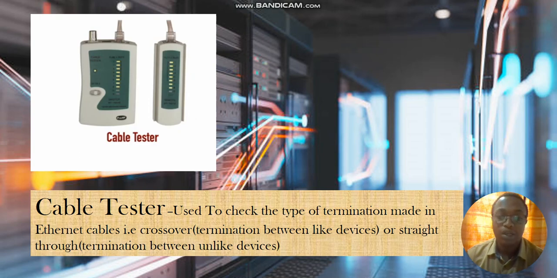A straight through termination is made between unlike devices, while a crossover termination is made between like devices. Let's say you're connecting a switch to a switch, you will basically use crossover. If you are connecting a switch to a router, then you do the straight through termination. And this cable tester is basically used to see if each conductor is in place in its position at the RJ45.